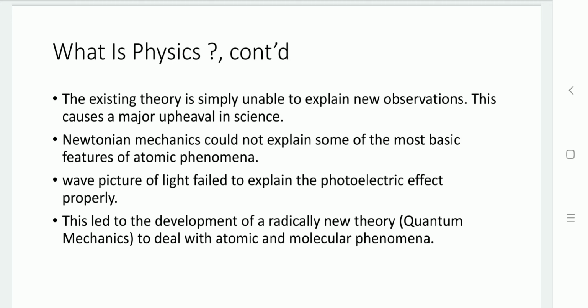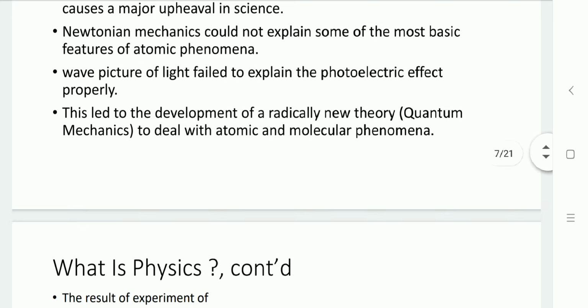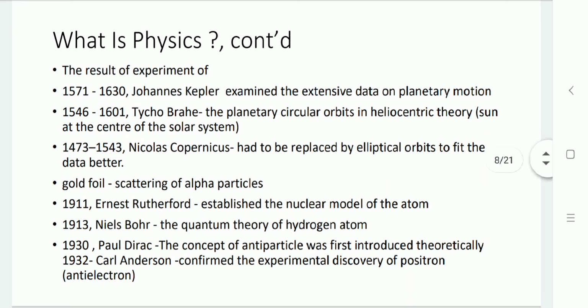Some of the theories cannot explain the new structure, so a completely new theory comes and explains the new experiments. Now, there are some results that were produced by some of the scientists; some of the experiments were performed by them and gave the results.